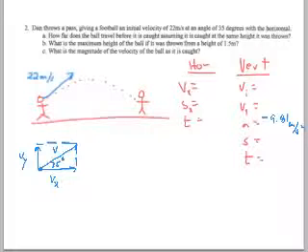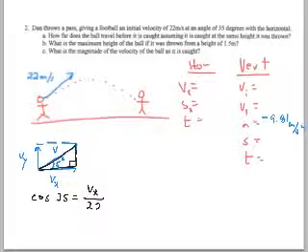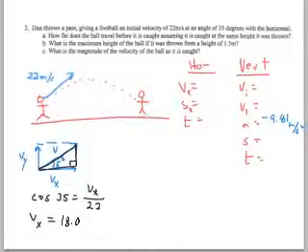Alright, if I look at this black triangle, and there's the right angle, and I know V is 22, if I take the cosine of 35, that's going to be V sub x over V, and V is 22, the hypotenuse there. So V sub x will be 18.0 meters per second. So that goes in my horizontal table over here, 18.0 meters per second.